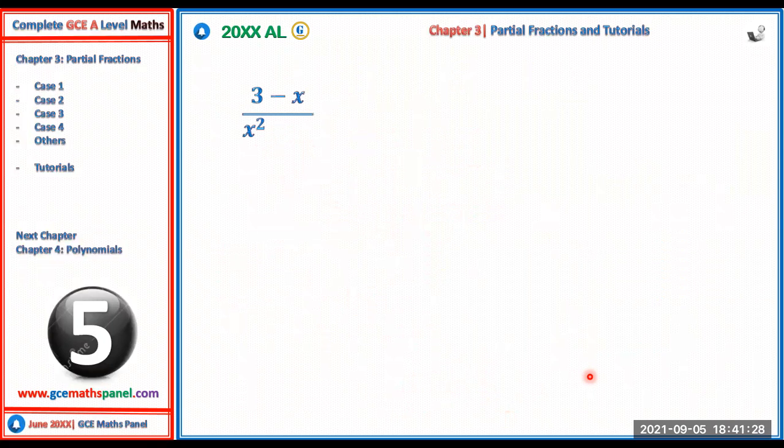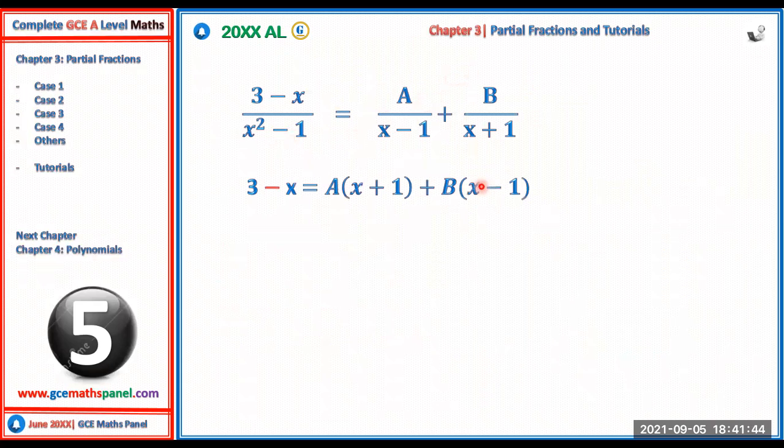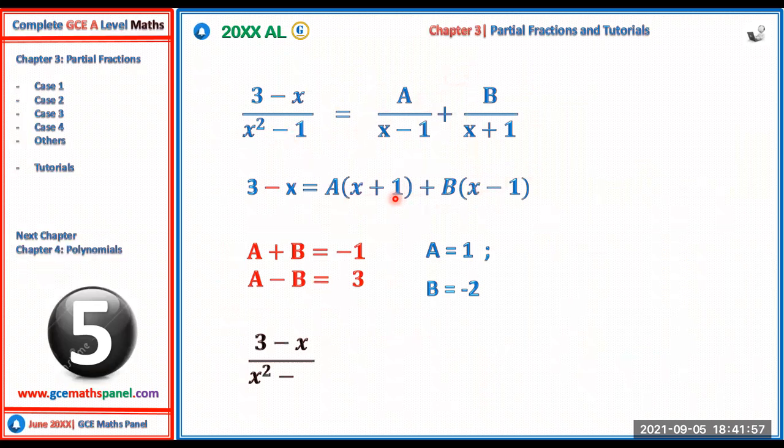All right, another example, you have 3 minus x over x squared minus 1. So the first thing to notice here is that this is a difference of 2 squares, and we can write this as x minus 1 into x plus 1, such that we have it in partial fractions in this form. And multiply all through by the denominator, this is what we are going to have. And by cover-up or by equating coefficients, A will be 1 and B minus 2. And in partial fractions, you will have this to be identical to 1 over x minus 1 minus 2 over x plus 1.